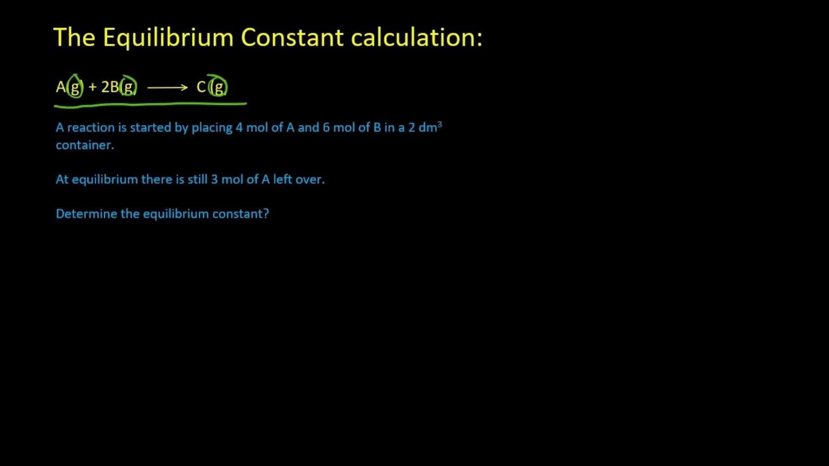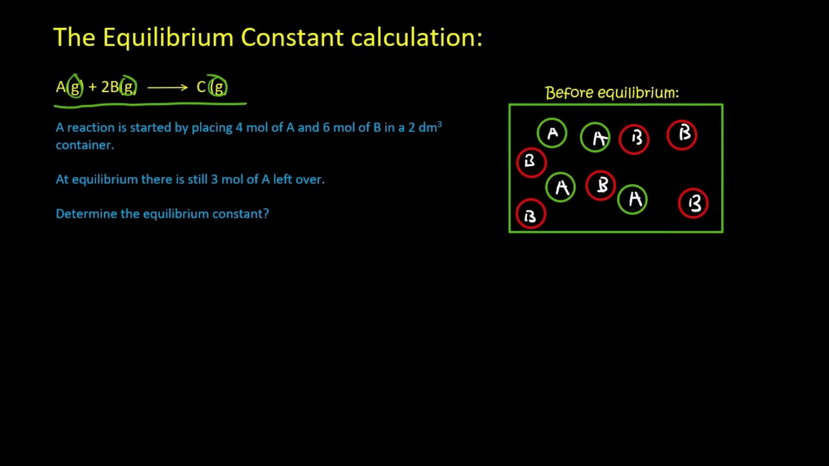So it says that a reaction is started by placing 4 moles of A and 6 moles of B in a 2 decimeter container. And so the critical thing to understand is that that is before equilibrium. That's just at the beginning. So here we have it.